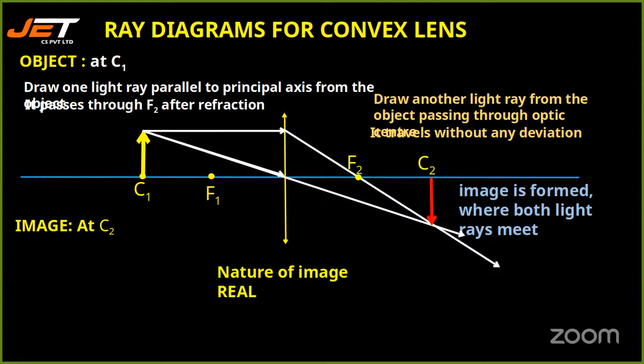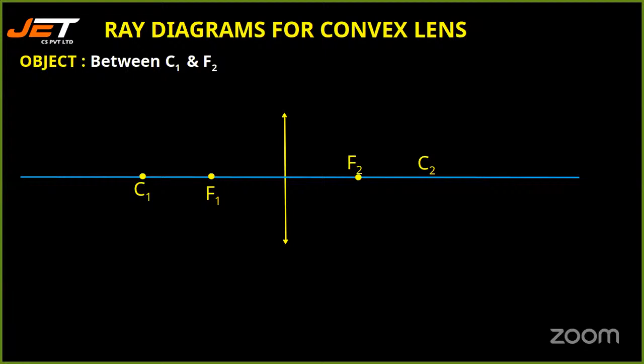Nature of the image will be again real, and it will be inverted. You can see here directly, right? The yellow color is the object, and whenever the image is formed, the arrow itself is inverted. So the image will be inverted. And the size will be same. There will be no difference in the size.